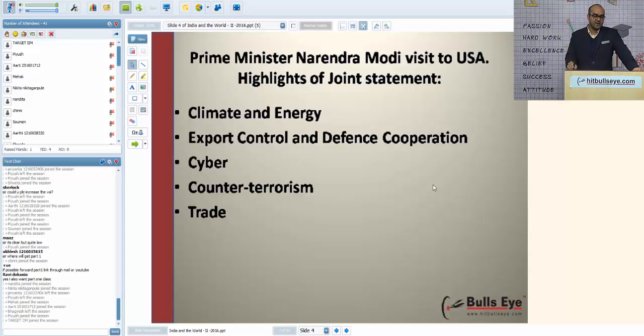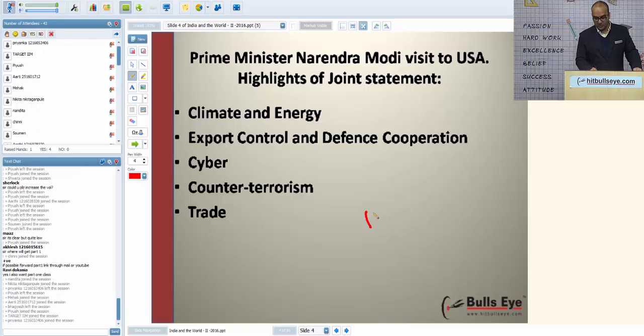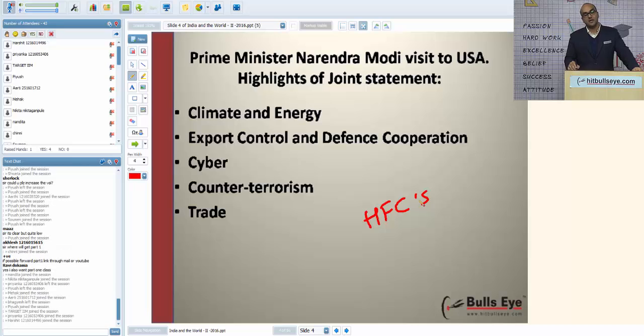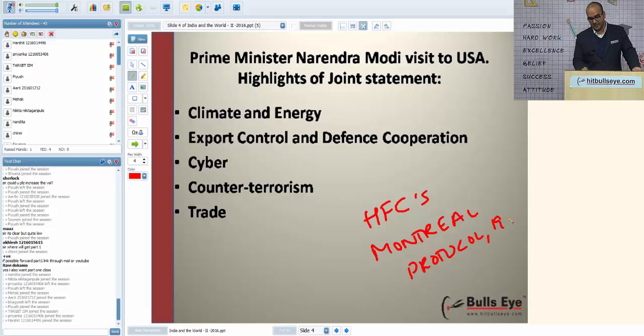First one is related to climate. Now, India had a problem in including HFCs, that is hydrofluorocarbons, within the scope of what is called the Montreal Protocol, which was signed in 1985. So the Montreal Protocol, as some of you must be knowing, is an international agreement amongst various countries to cut down the use of chlorofluorocarbons.